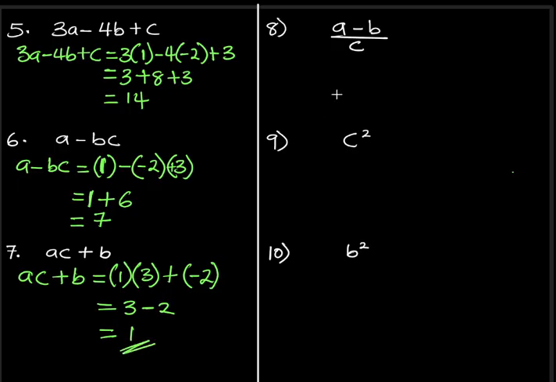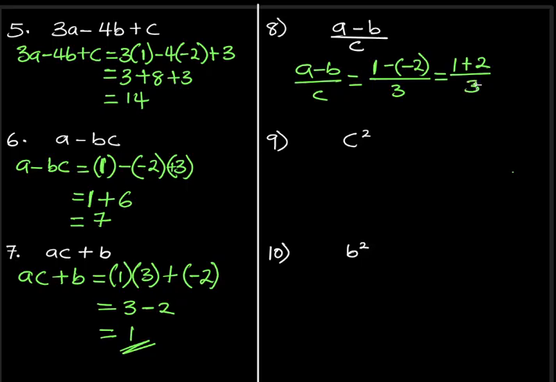Okay, so we come down here. A minus B all over C. This will be equal to what? A is 1 minus B is minus 2, all over C is what? 3. And that will give us 1 minus minus, that is 1 minus times minus plus 2 all over 3. And that will give us what? That will be 3 all over 3, which is equal to 1.